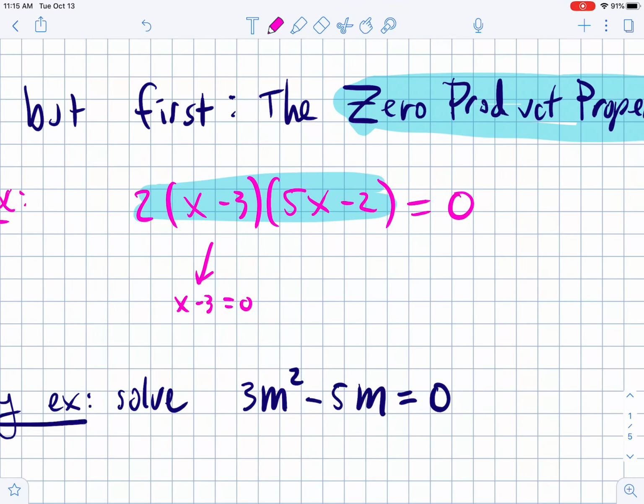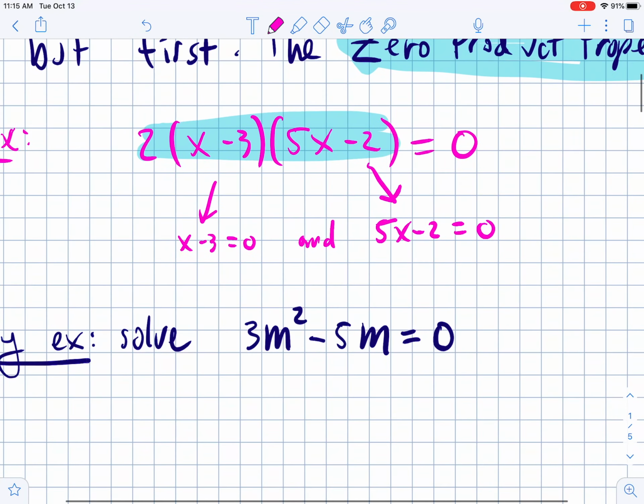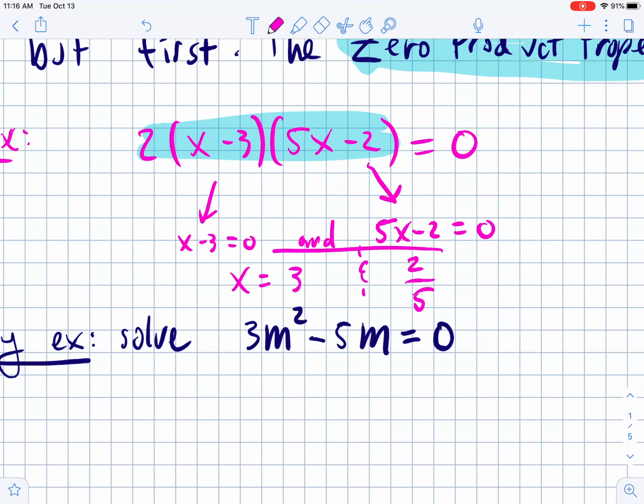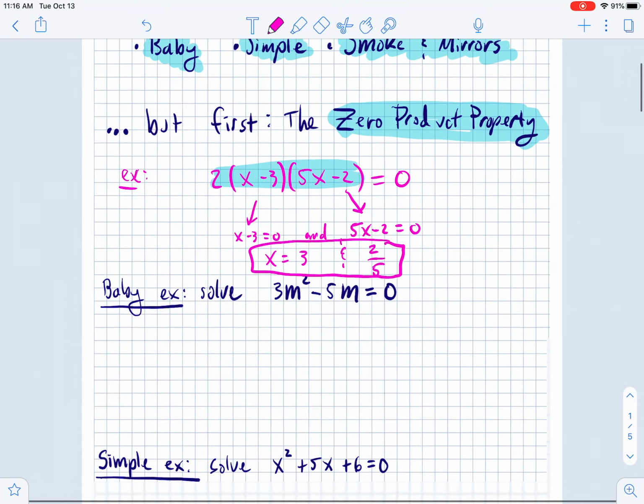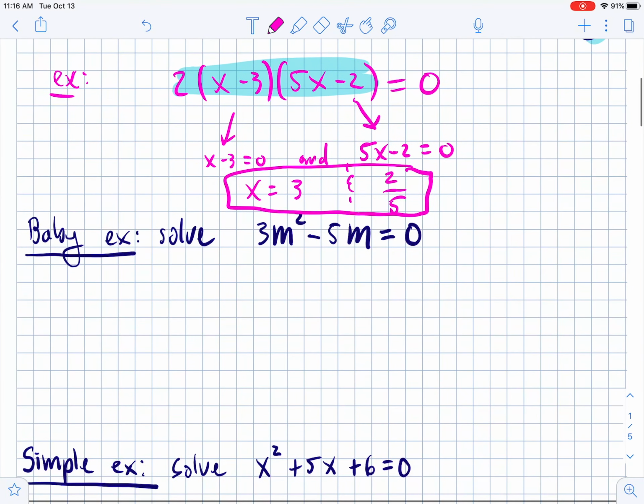So anytime you get an equation down to this sort of factored form and it's equal to 0, you have to split these and say x minus 3 is equal to 0 and 5x minus 2 is equal to 0. And then solve these both simultaneously. So your answers would be x is equal to 3 and x is equal to 2/5, because you add 2 and divide by 5. So 2/5. That would be your answer for this example because of the zero product property.